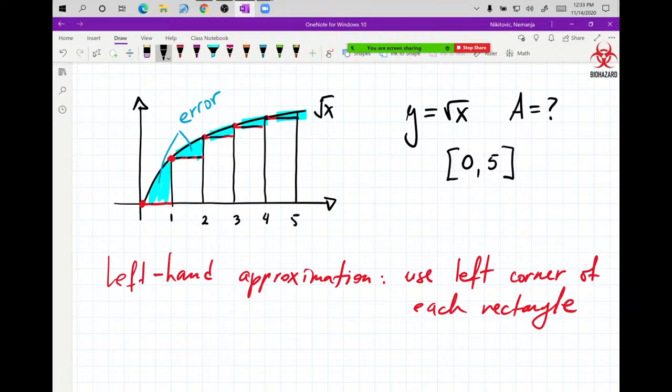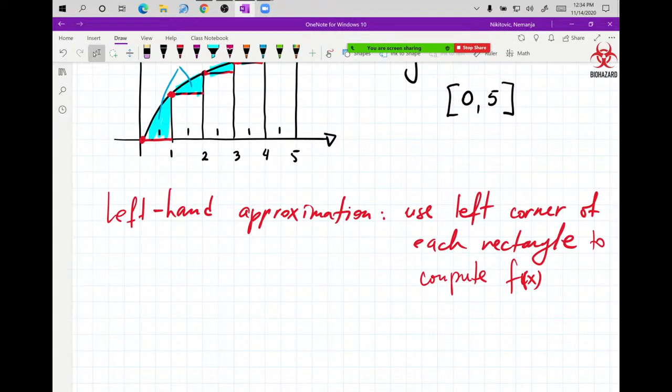But for now, what I see in this picture is that I can calculate the function at each of these red dots, which will give me the height. And I see that my width is always one unit, because each one of these rectangles is one unit wide. That's the amount from 1 to 2, from 2 to 3, 3 to 4. So, use the left corner of each rectangle to compute f of x.